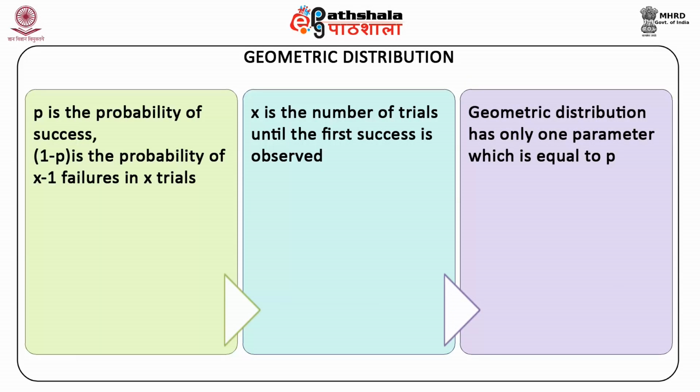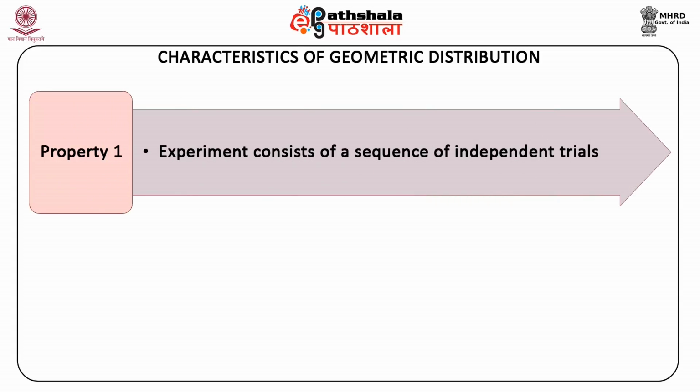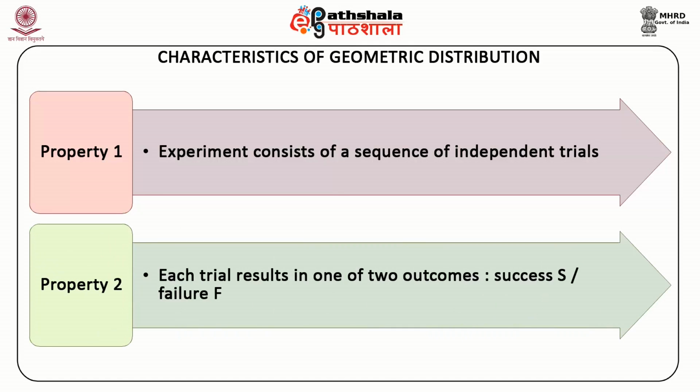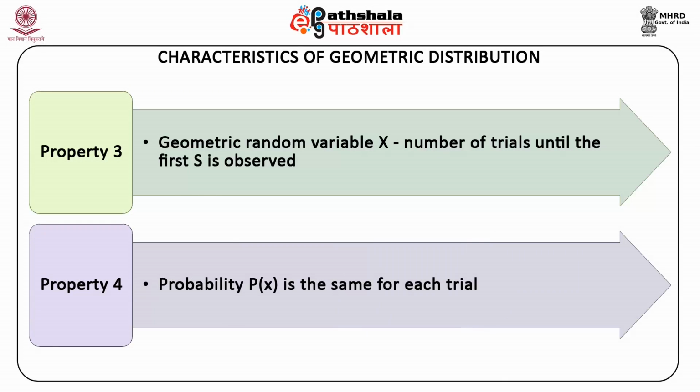Also, the geometric distribution has only one parameter, which is equal to p. Geometric distribution has the following 4 properties. First, the experiment consists of a sequence of independent trials. Second, each trial results in one of 2 outcomes, success S or failure F. Third, the geometric random variable x is defined as the number of trials until the first S is observed. And fourth, the probability P of success is the same for each trial.